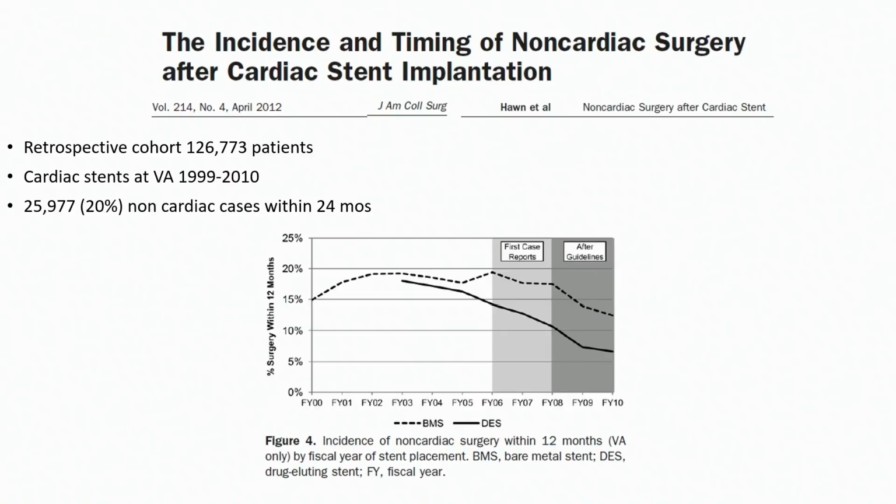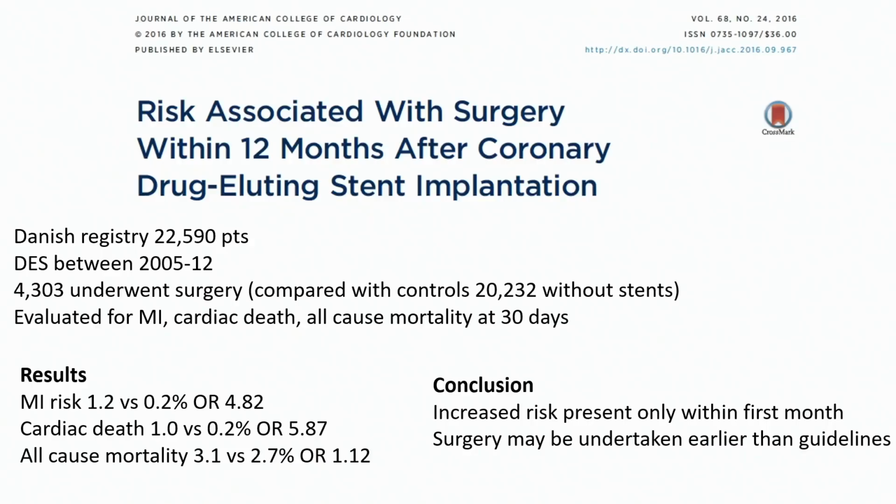However, you see in the light gray there, you see that decline in the percentage of patients that were having non-cardiac surgeries after stent placement. And the top one is the bare metal stents, and the bottom one is the drug-eluting stents. And this is when the 2007 guidelines came into effect, and which suggested to postpone surgery for 1 year after stent placement. So what we are seeing here is that guidelines do get implemented in practice. So they are helpful, but we need to be using our judgment in order to do that.